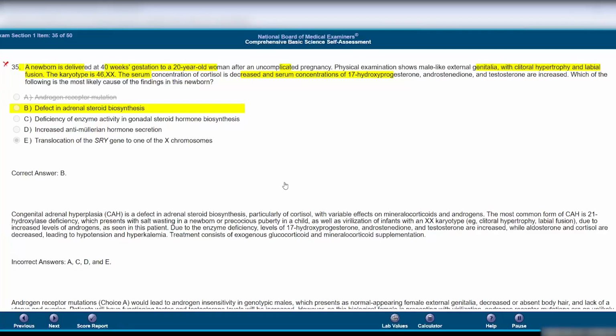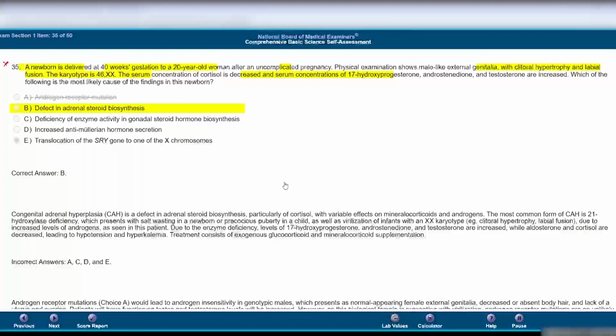I was so fixated on the fact that this is male external genitalia. I had a question like this, I think either in your question set or in UWorld, I don't remember, that literally said translocation of the SRY gene. In the back of my mind I saw male external genitalia and I was like, oh, it's this. I just clicked that and got through it. I said I think that's right, because how else would you get male external genitalia? And I remember thinking, okay, you have an increase of 17-hydroxyprogesterone, androstenedione, and testosterone.